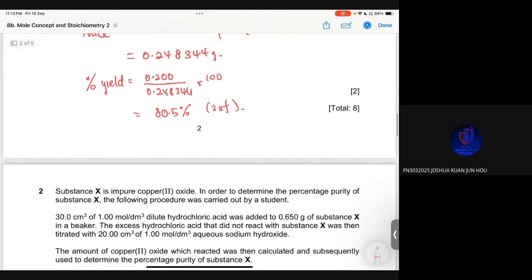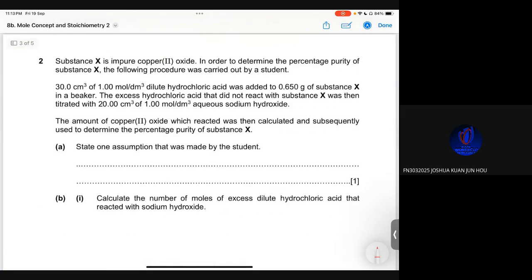Okay, next one. Substance X is impure copper 2 oxide. So substance X is impure copper 2 oxide. Once you see the word impure, you know that's it. Most probably got some percentage purity or percentage yield that's going to come up. In order to determine the percentage purity of substance X, the following procedure was carried out.